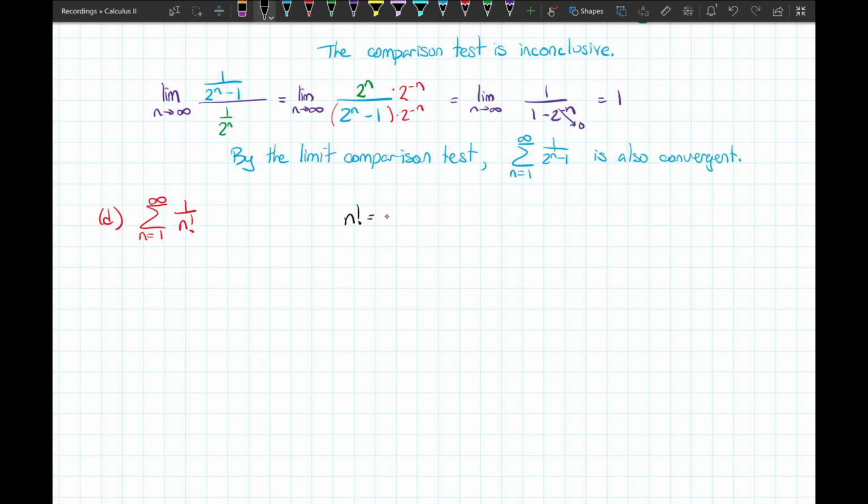So that means we have n times n minus 1 times n minus 2 times n minus 3, and we continue to multiply by the next highest integer until we reach the end of the positive integers. So we'll stop when we reach 3 times 2 times 1.